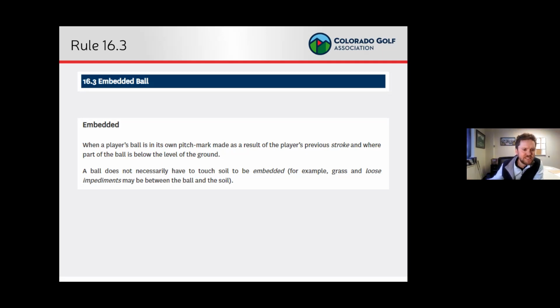So the way to look at this is a player's ball is in its own pitch mark. It's got to be the pitch mark that it just created within a couple seconds. If it hit, spun, rolled back into it, that counts. If it just darts and plugs in, obviously that counts. As a result of the player's previous stroke and where part of the ball is below the level of the ground. When we see level of the ground, think earth, and we'll see a picture on that. It doesn't have to touch soil, as we see.